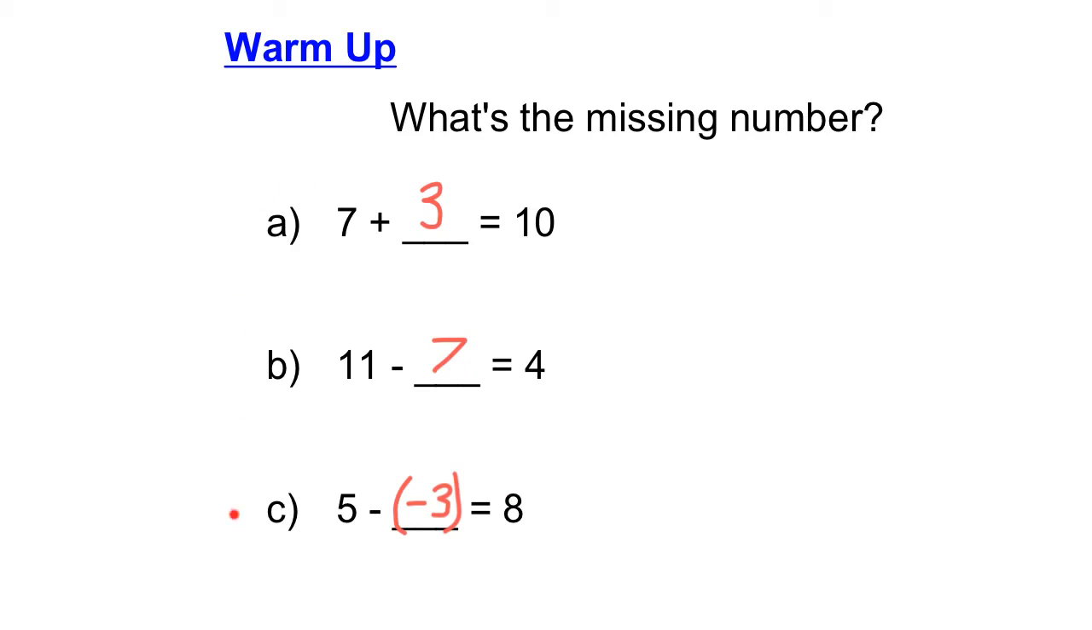So why do I bring this up? Well, I'm not just testing your guessing abilities. I'm actually getting you to think about how you figure out the missing number. You might just intuitively have known that 7 plus 3 is 10, but you also know that you can work backwards. 10 minus 7 is 3, and you can find the missing number that way.